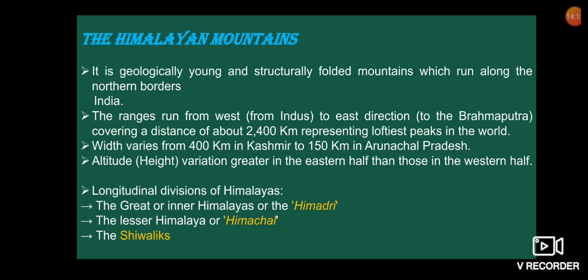The altitude variation is greater in the eastern half than in the western half. The longitudinal division of the Himalayas could be done into three parts. Those are named Himadri, Himachal, and Shivaliks. Number 1, Himadri, is also called the Greater Himalayas or the Inner Himalayas. Number 2, Himachal, is also named the Lesser Himalayas, and number 3 is the Shivalik ranges.